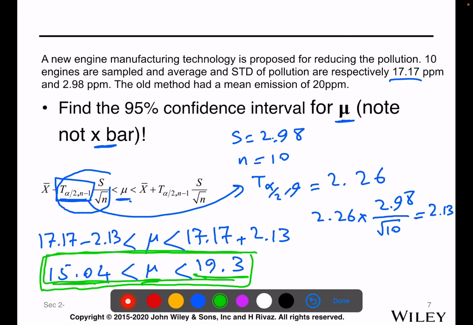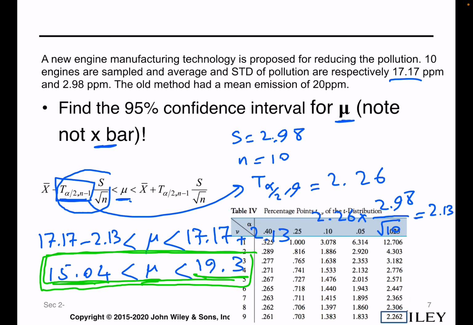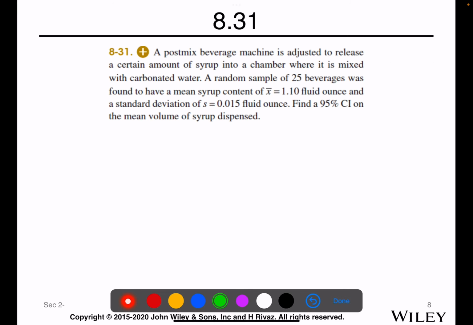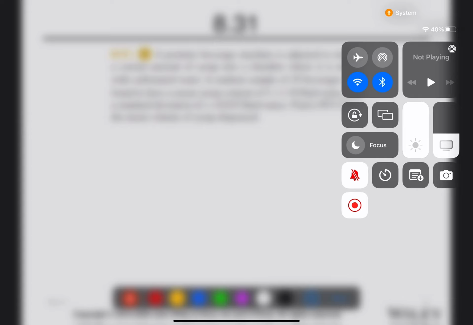Any questions? Okay, so next week we continue solving questions like this one. There are actually a few questions that are incorrect in the solution manual, for example, 8.31. So I will try to solve the ones where the solutions are incorrect in the solution manual. So see you guys next week.